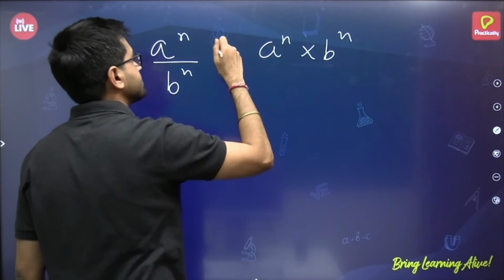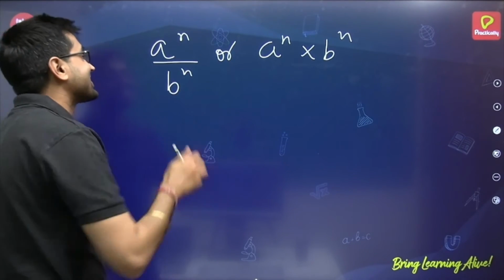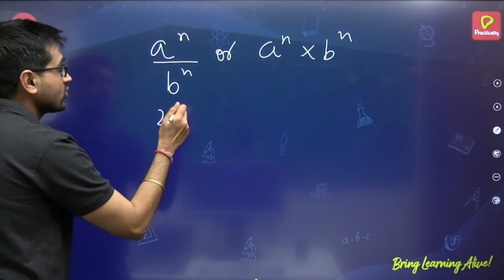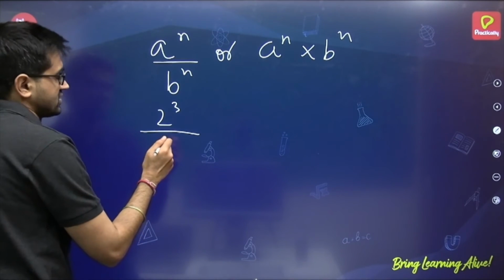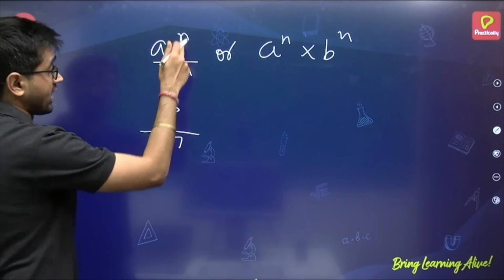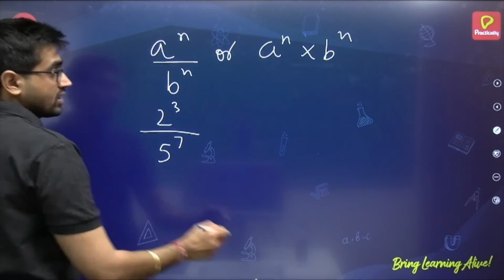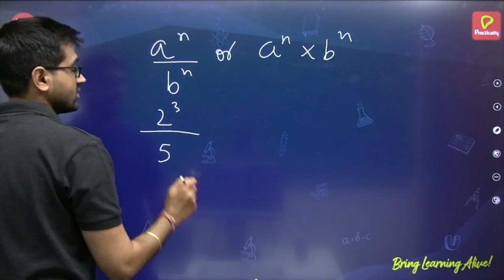What can we do? This should not just be taught. It's simple. If I write 2 to the power 3, and let's say B is some number like 5 and N is some number like 7. No, I cannot. I have to take the same number, correct?